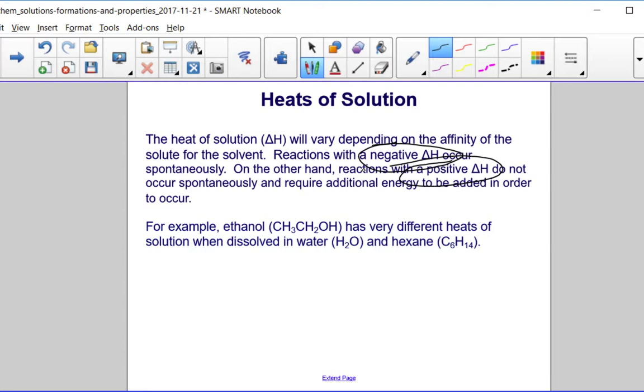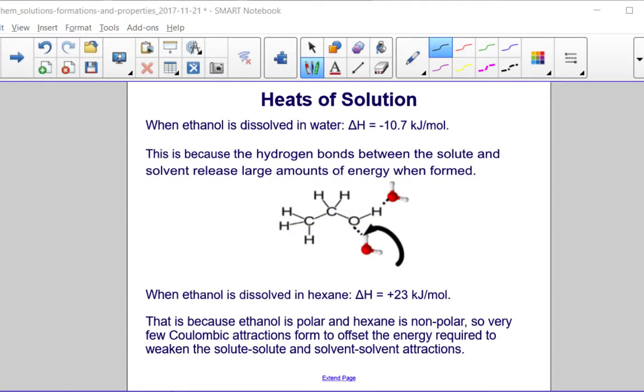For example, ethanol has a very different heat of solution when dissolved in water because it's polar versus when it's dissolved in hexane because it is a nonpolar solvent. When ethanol is dissolved in water, the overall heat of solution, delta H, is negative 10.7 kilojoules per mole.